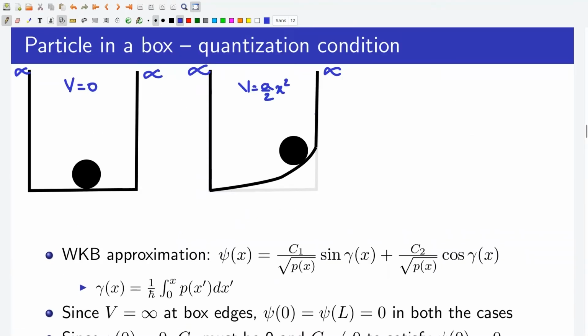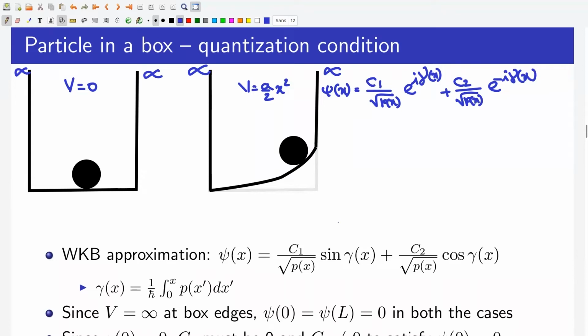Let us apply the boundary condition in WKB wave function. We write the general solution as psi of x is equal to C1 divided by square root of p of x, e power i gamma of x, plus C2 by square root of p of x, e power minus i gamma x.